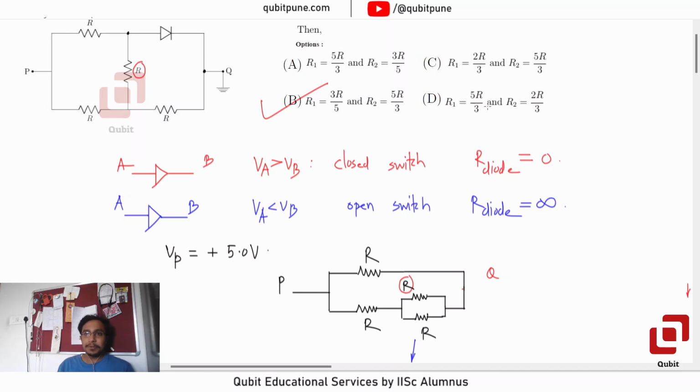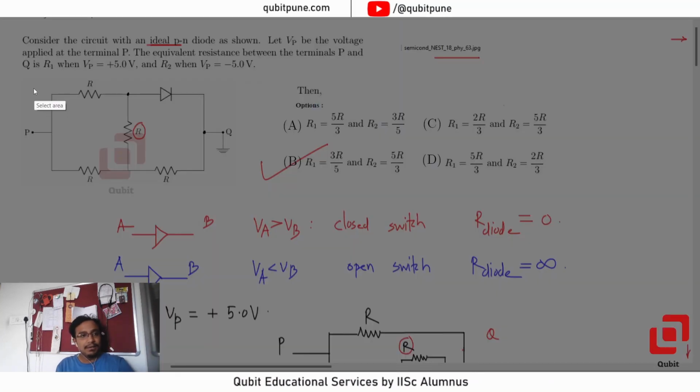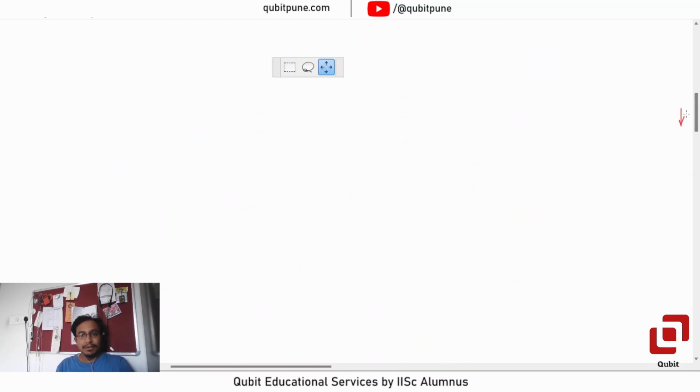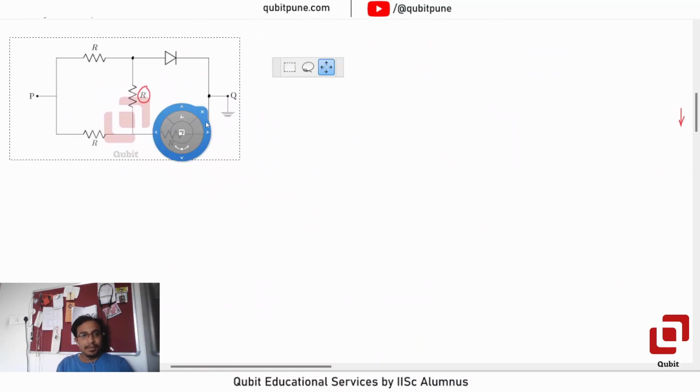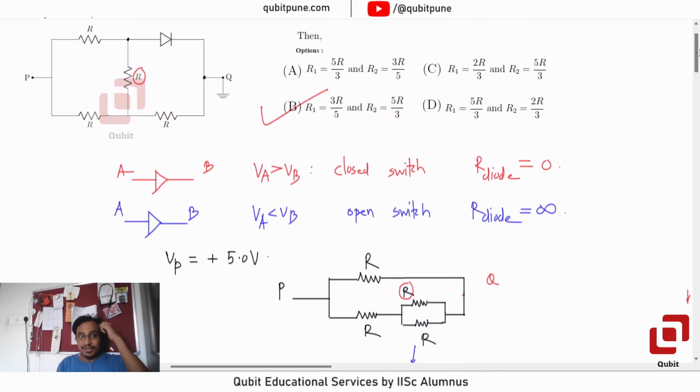Everywhere else we have different options. But suppose we also insist on finding R2, with Vp equal to negative 5.0. How can we do that? Pay attention. Vp is now negative 5.0 volts. How to handle that situation now?